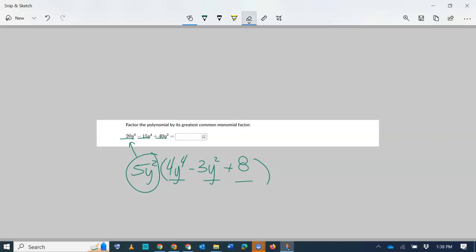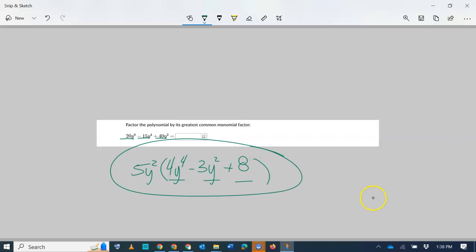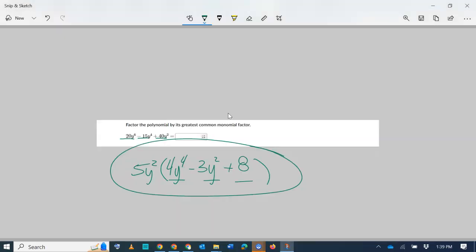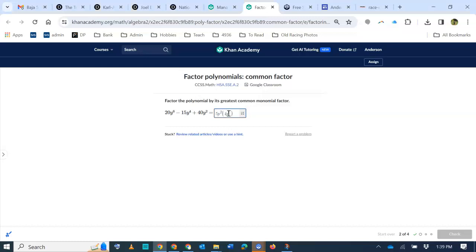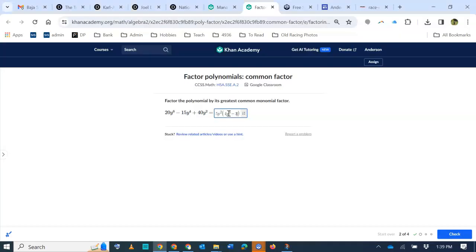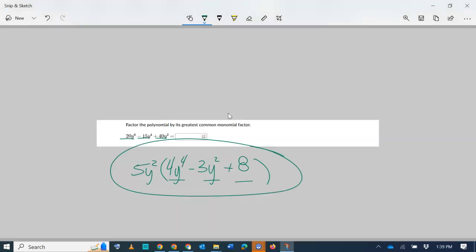So our answer is this whole thing. So 5y squared, parentheses, oops, make sure you get out of the exponent land. And we have 4y to the 4th, sorry, not cubed, I keep saying cubed for no reason. Minus 3y squared, plus 8.